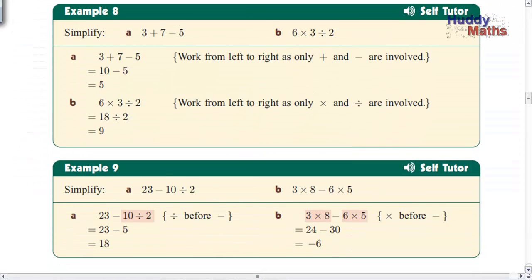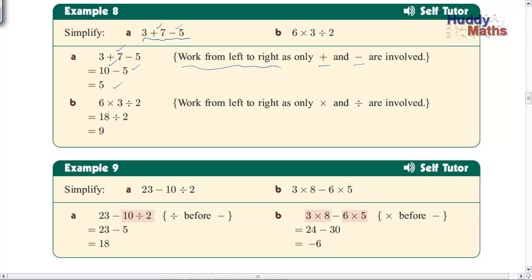Here are a couple of examples. Okay, 3 plus 7 take 5. That's only addition and subtraction, so it can be done in any order. So we can go from left to right because addition and subtraction at the end of BEDMAS, the AS, is 3 plus 7 is 10, take 5 is 5.